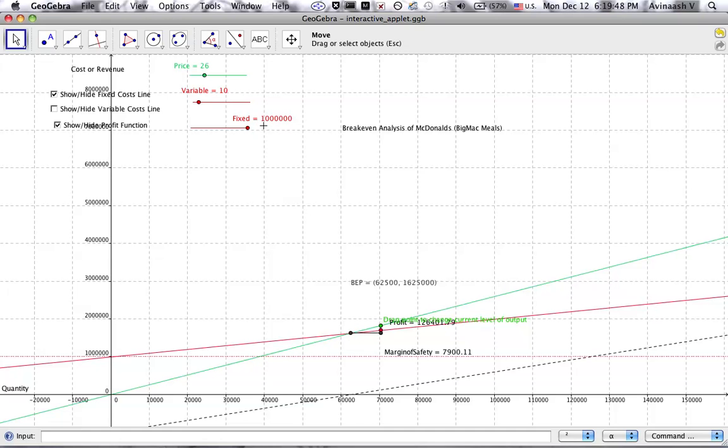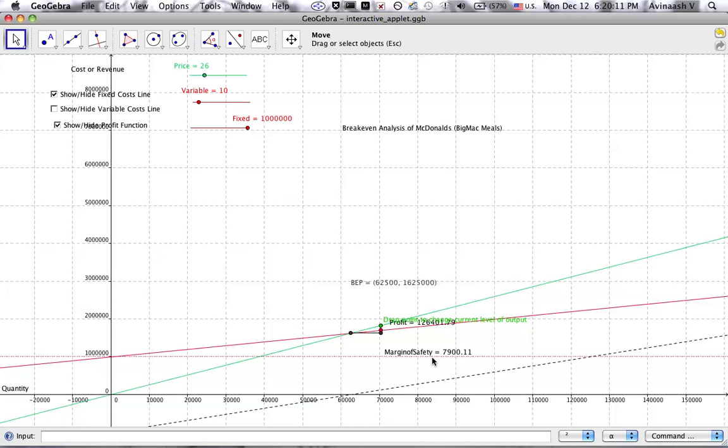So for a business like McDonald's, 1 million Hong Kong dollars seems reasonable for one branch. Since the Big Mac meal is under consideration, we say 26 Hong Kong dollars on average. And for simplicity's sake, we take 10 Hong Kong dollars to be the variable cost. So how do we find out what the break-even point is?